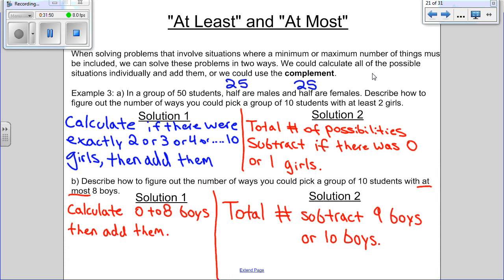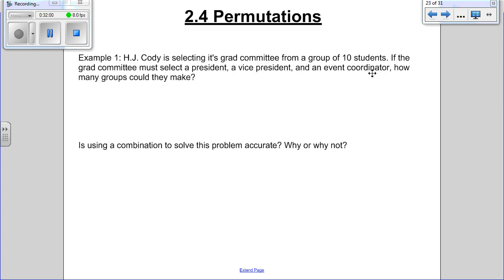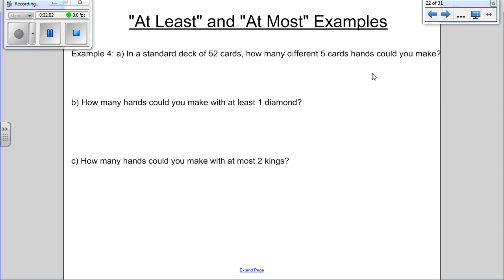These are your examples for it, so we'll try some together. A deck of 52 cards. These possibilities are huge. So if you don't use the complement, you're not going to be successful. It's too complex. In a standard deck of 52 cards, how many 5-card hands could you make?